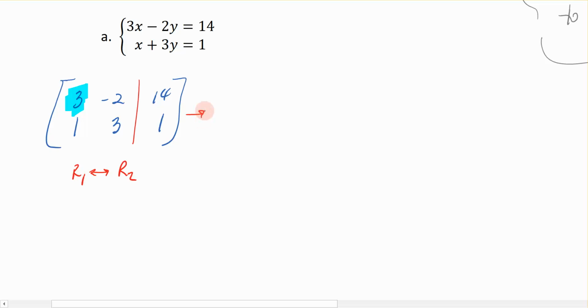So what will that look like? We're going to rewrite this over here. Row 2 is now in the top: 1, 3, 1, and this top row is now in the bottom: 3, -2, 14. Now we're not going to use our calculator on this particular matrix because we can do most of this in our head, but we'll do it in the next one.